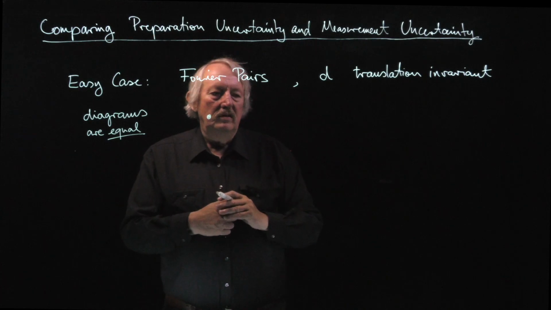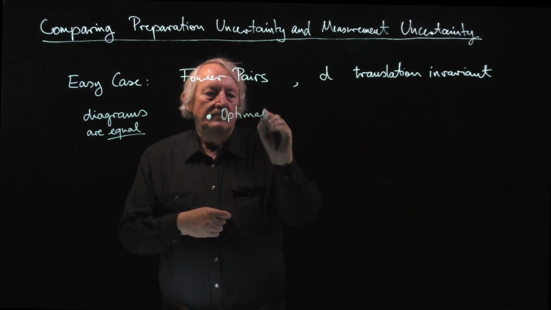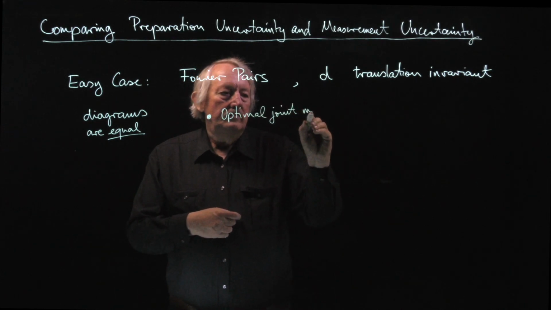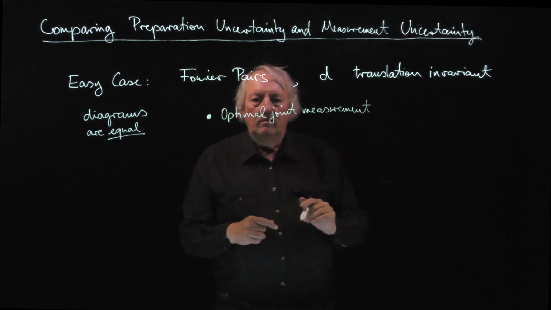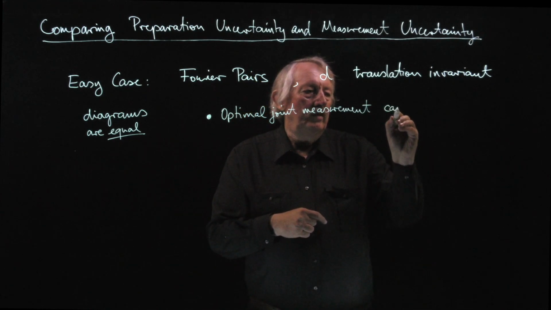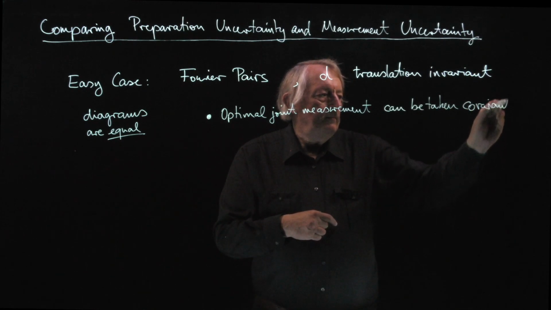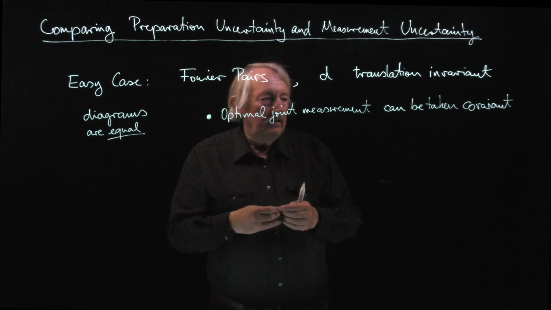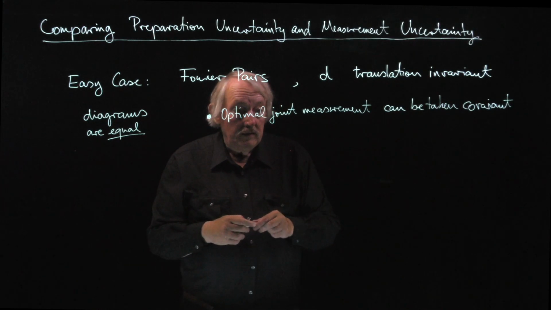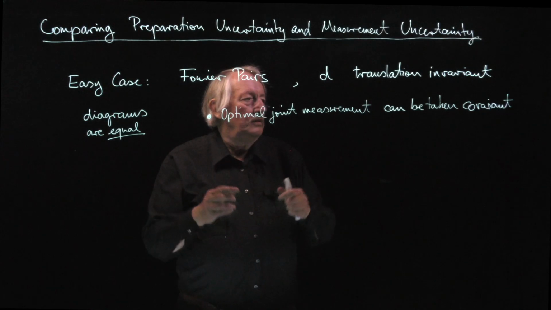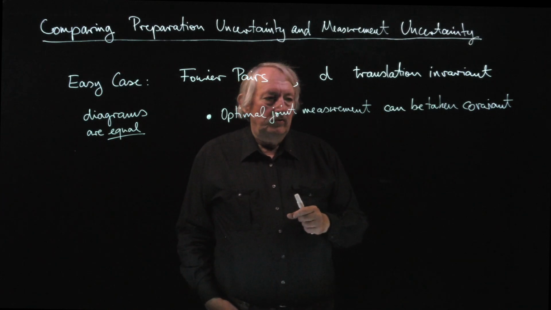The first thing to notice here is that the optimal joint measurement can be made also to respect the symmetry. Right? So optimal joint measurement can be taken covariant. If I shift the momentum in the usual quantum mechanical way, then also these distributions shift, and the same for the momentum is shifted and the position is unchanged. Right? And the same goes the other way around.